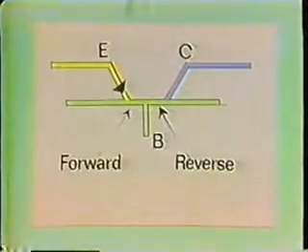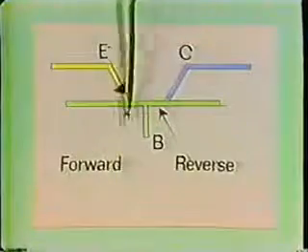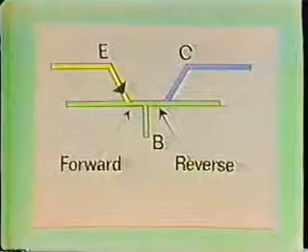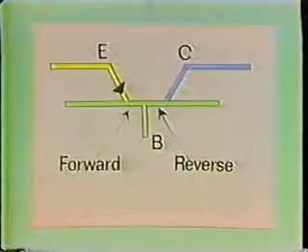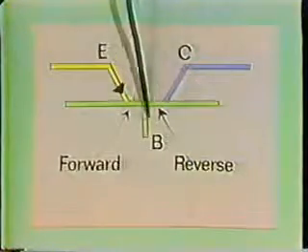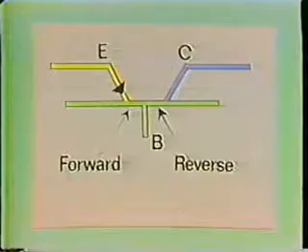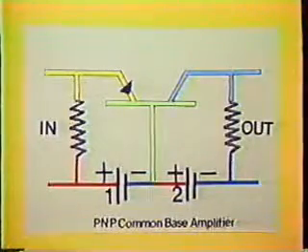Now let's return to the common base amplifier and examine it in more detail. Remember, for a transistor to amplify, one PN junction must be forward biased and the other PN junction must be reverse biased. The proper bias of a transistor used as an amplifier has the base-emitter junction forward biased and the base-collector junction reverse biased.